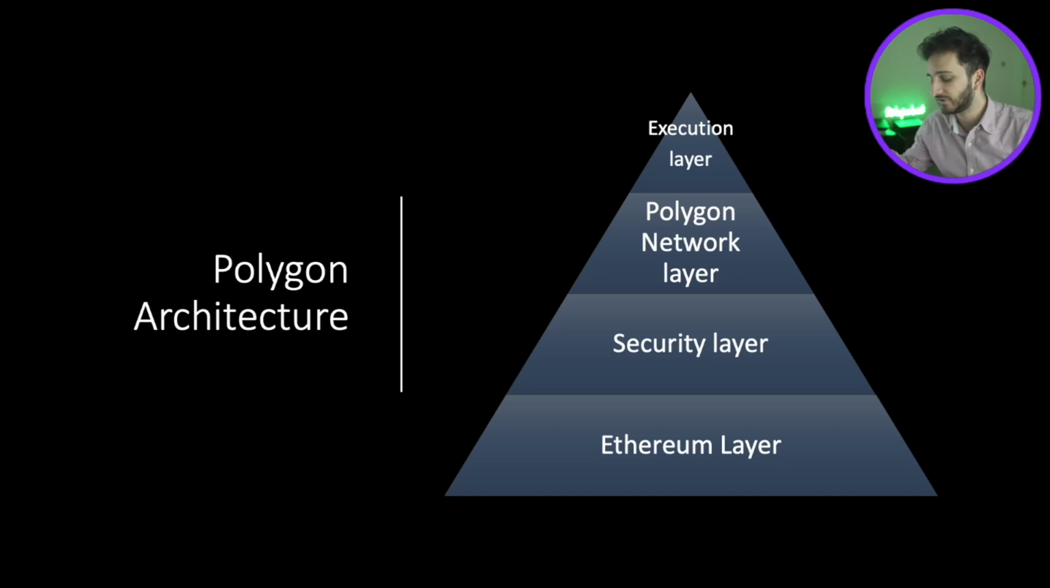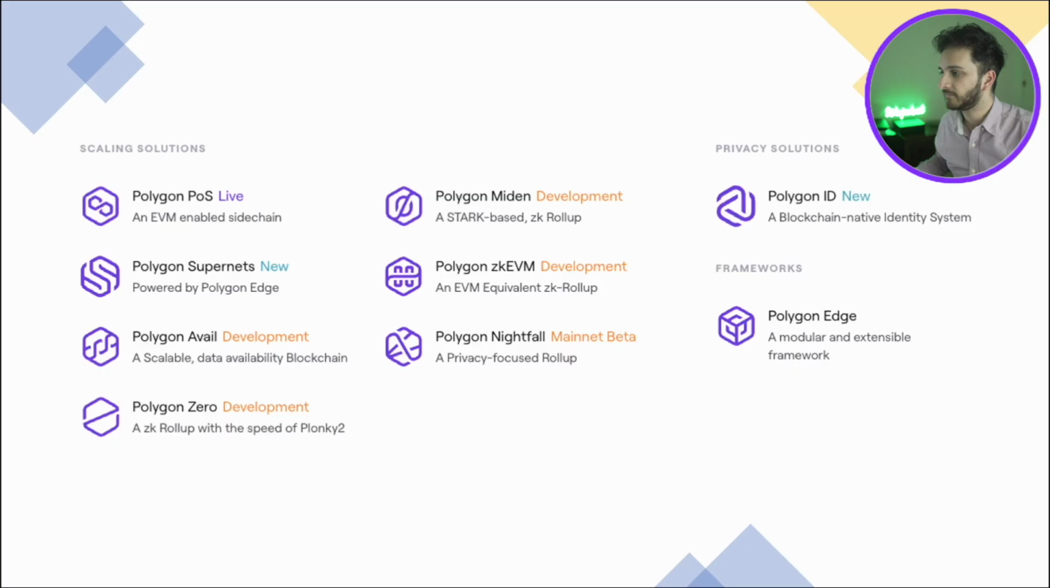Second layer, the security layer, is also optional. It's where finality, disputes, messaging, that sort of stuff happens. The third layer is the actual Polygon network layer. That's where transaction collation, block production happens. And then the last layer, the execution layer. That's pretty much where the execution of your transactions, whether they're on your applications, NFTs, whatever, that sort of stuff happens. That's essentially Polygon's architecture.